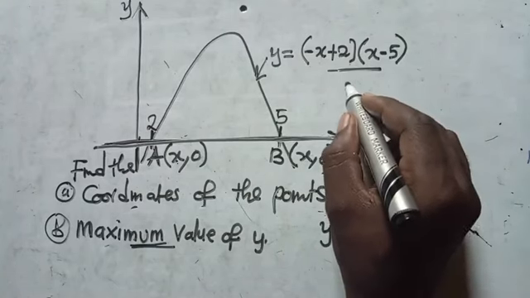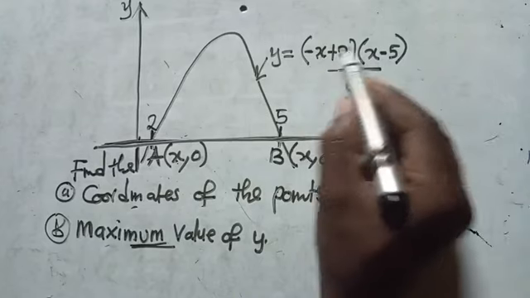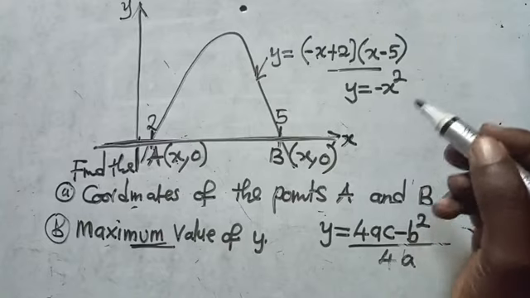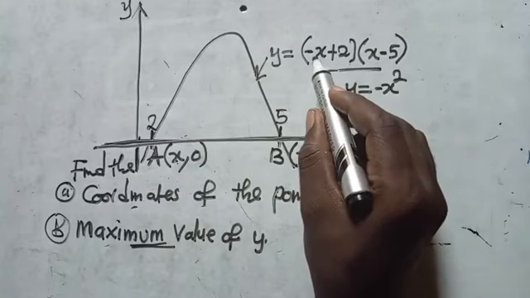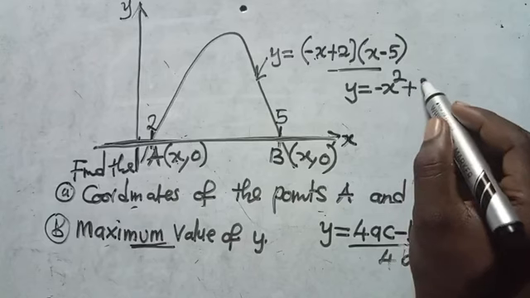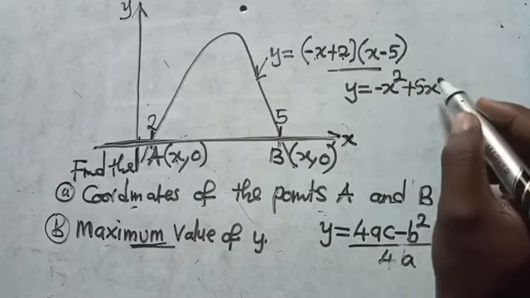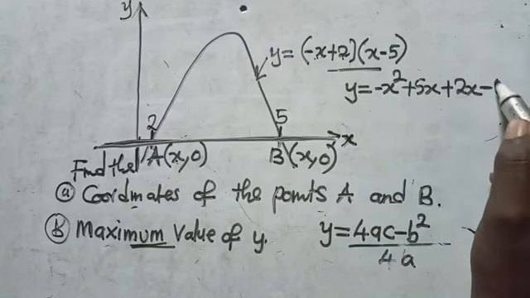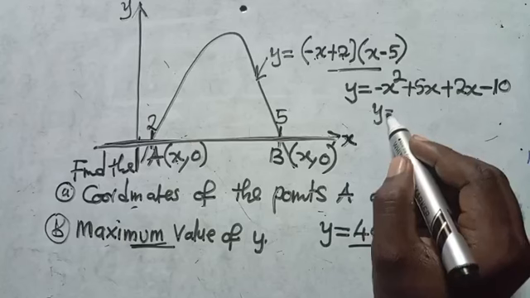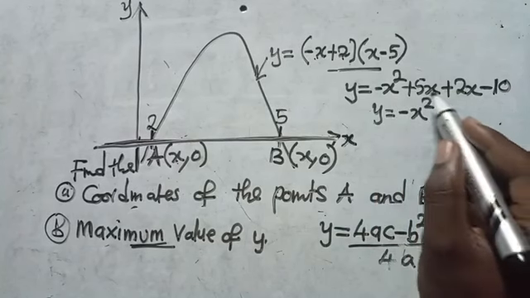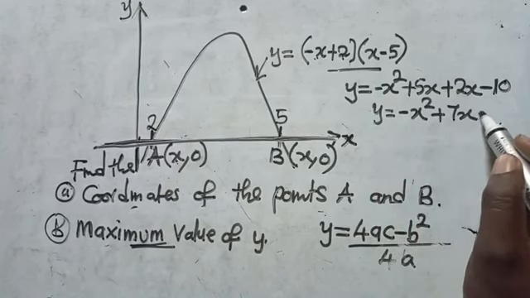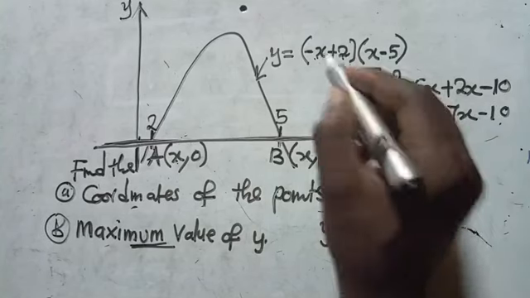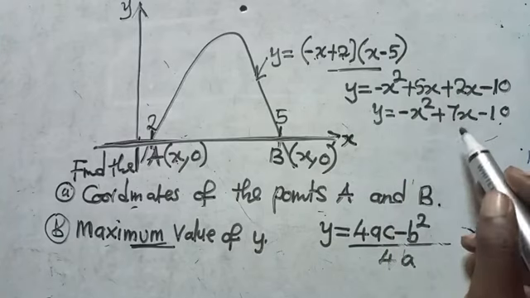So I'm going to expand there. y is equal to negative x times x, that is negative x squared. You need to expand. Negative x times negative 5 is positive 5x. Then 2 times x is plus 2x. 2 times negative 5 is negative 10. So y is equal to negative x squared plus 7x minus 10. This is the simplification when I expand.